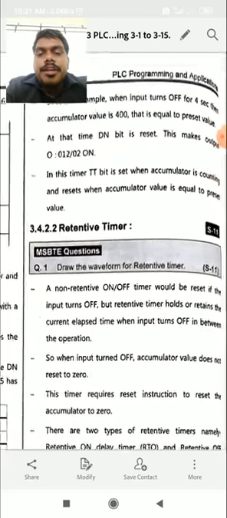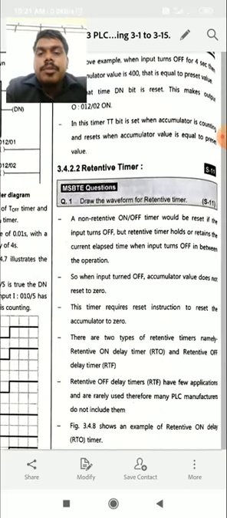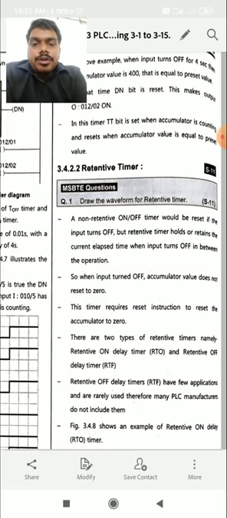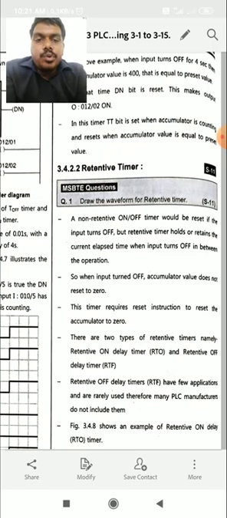Now the next one is the retentive timer. We have seen the non-retentive timer. Now we will see what a retentive timer is. With comparison to the previous non-retentive on-off timer, which would be reset if the input turns off, a retentive timer holds or retains the current elapsed time when the input turns off in between the operation. If any kind of power failure occurs in between, this kind of timer will not reset its value to 0.